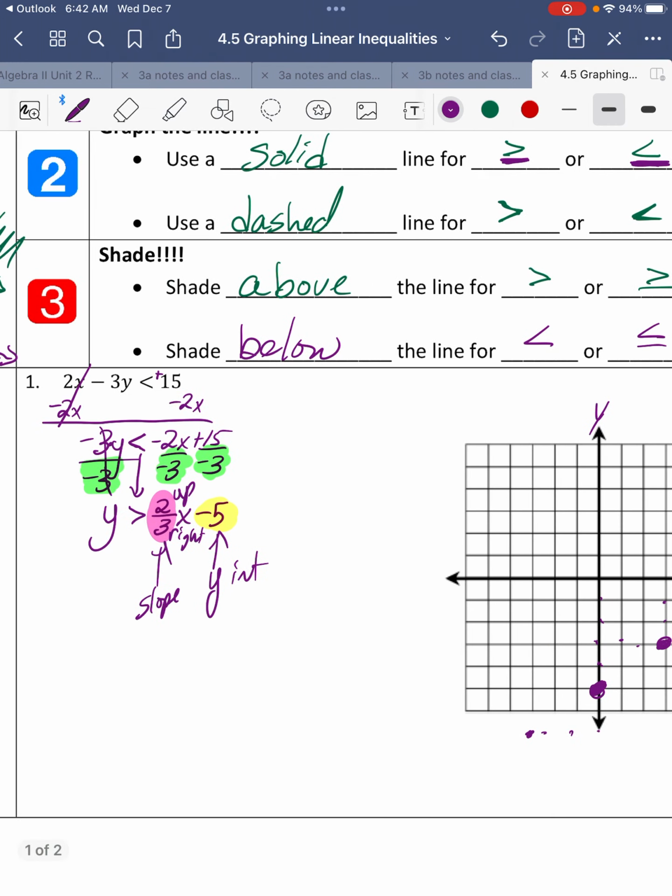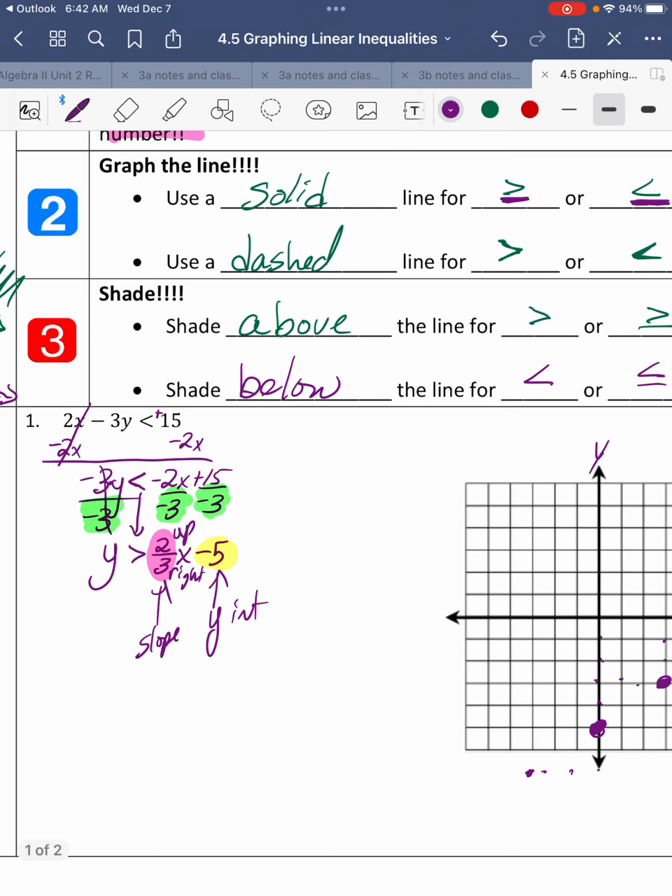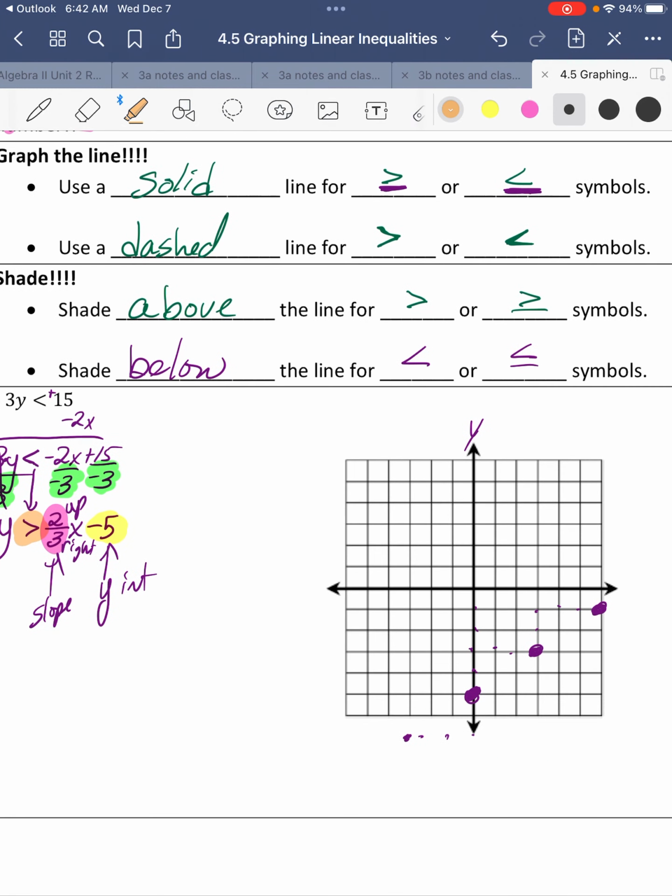So we're going to now look at number 2, solid versus dashed. We have a greater than, not equal to, so we're going to dash in the line. So dash line, dash line.